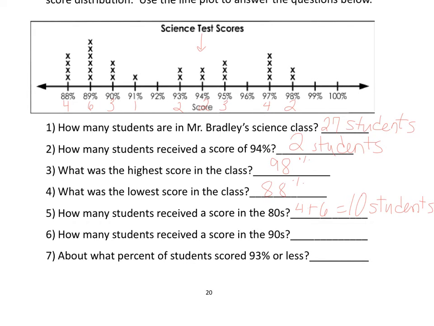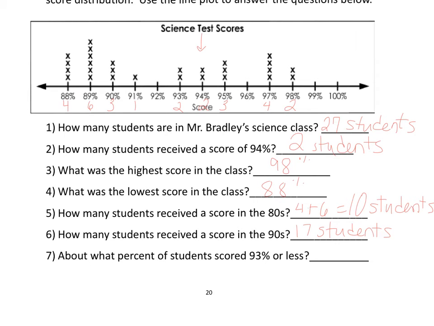And how many students received a score in the 90s? Well, if we know there's 27 students and 10 scored in the 80s, that leaves us with 17 students in the 90s, but we also could have added the 3 for 90 plus 1 plus 2 plus 2 plus 3 plus 4 plus 2 for 98% and gotten 17.